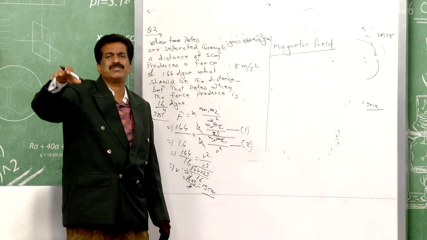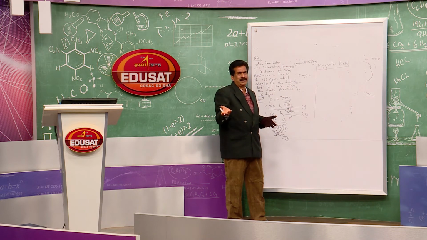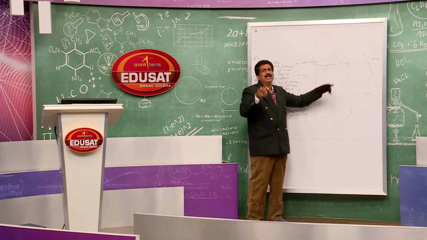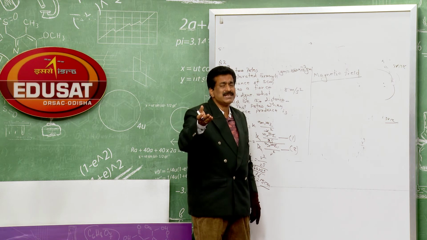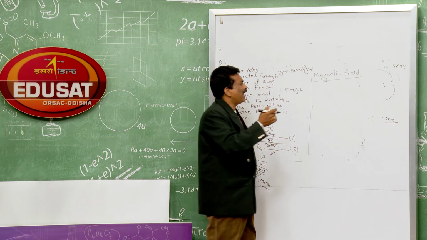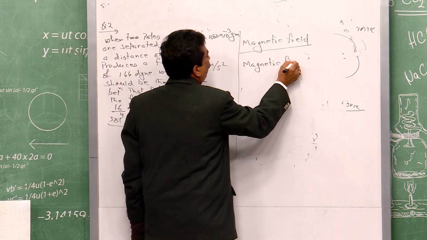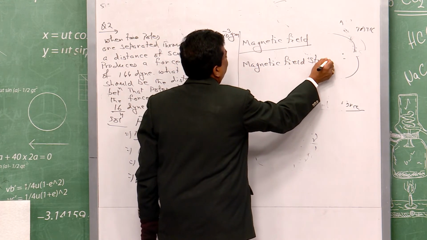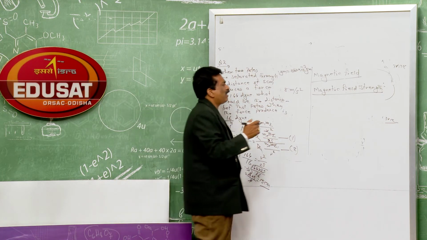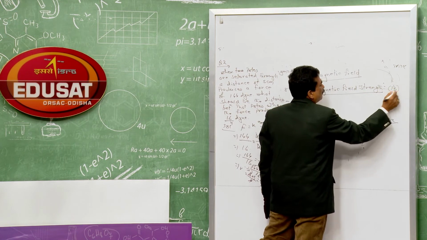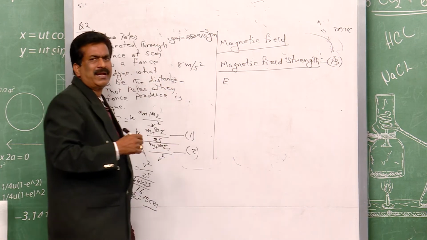Field means it is some region. Within that region, whose influence will exist, that is known as that type of field. And if it is the magnetic field, it means the influence due to the magnet exists. And if the influence is there, it must have its strength, and that is known as magnetic field strength, which we generally write with the symbol B. Like the electric field strength, we have taken E.